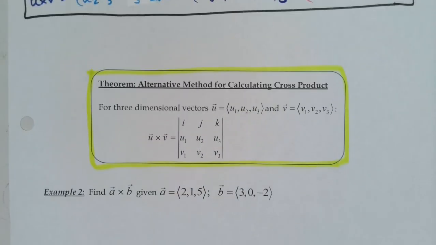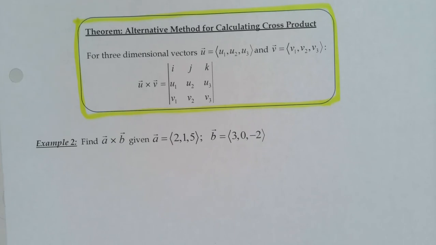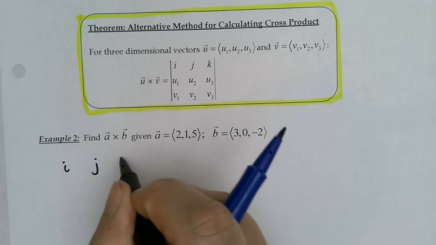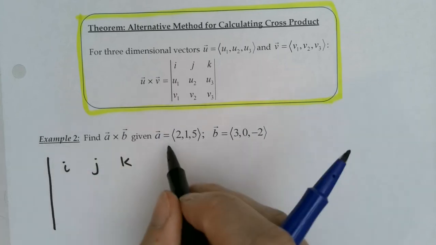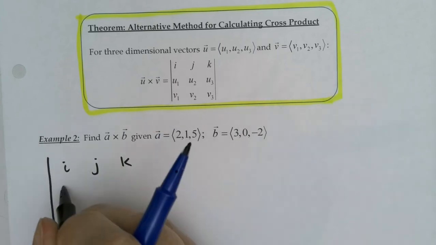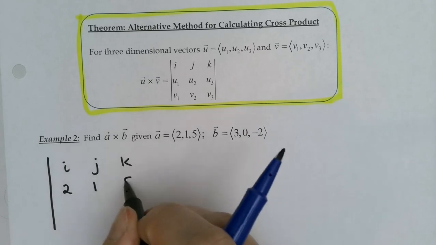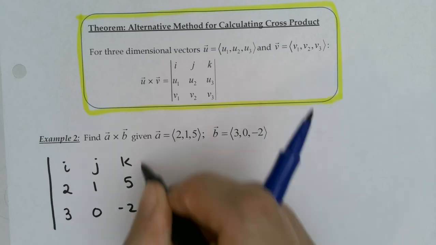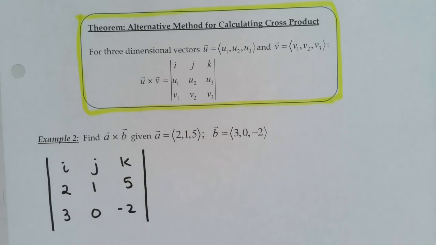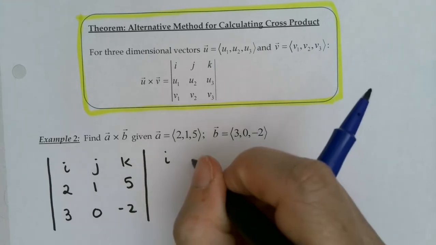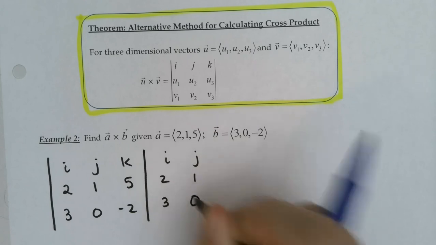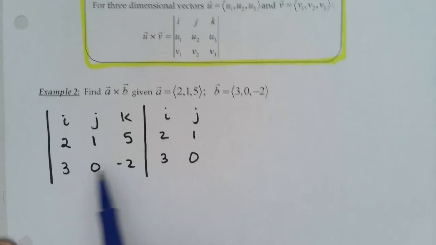So let's practice it real quickly. So I'm going to have an I, a J, and a K. Make my box. A for me is 2, 1, 5. B is 3, 0, -2. Close your box, and then add in 2 more rows, or 2 more columns, I should say. I and J, 2, 3, 1, 0. It helps if you keep all the spacing nice and even.